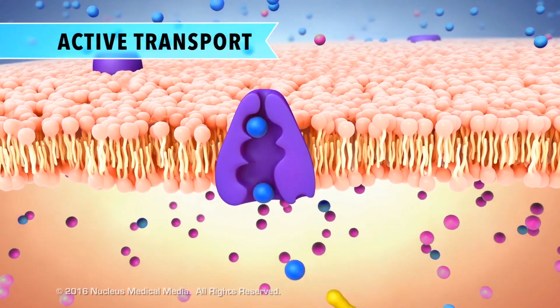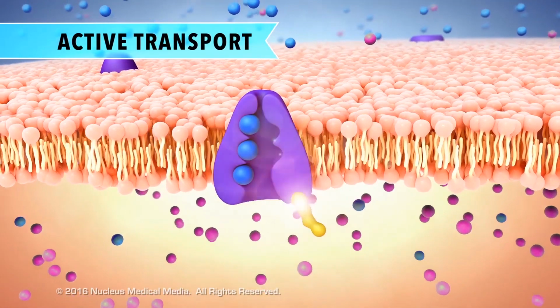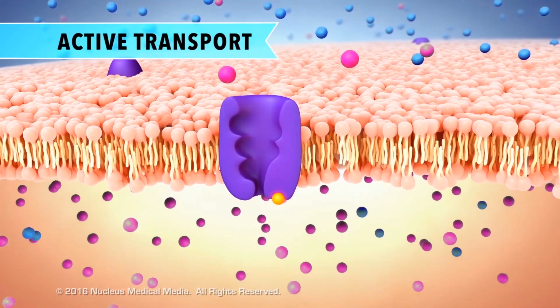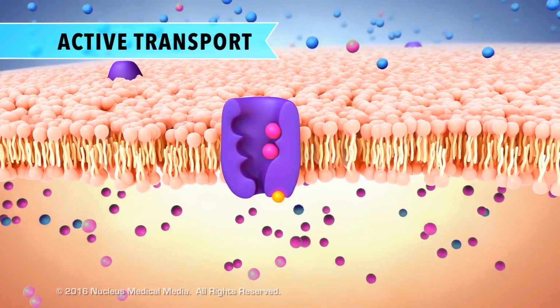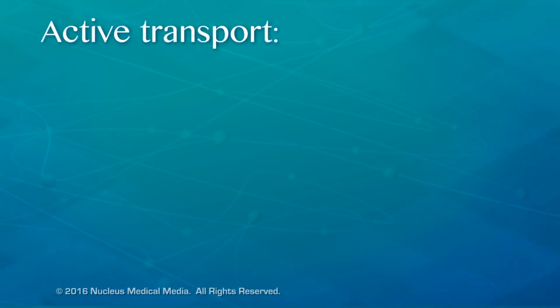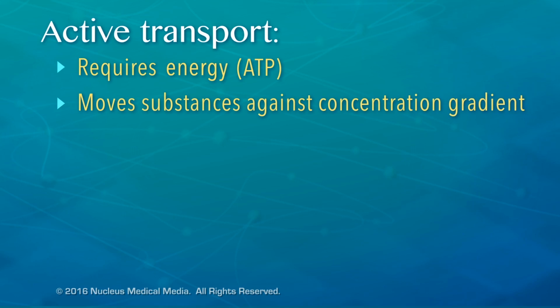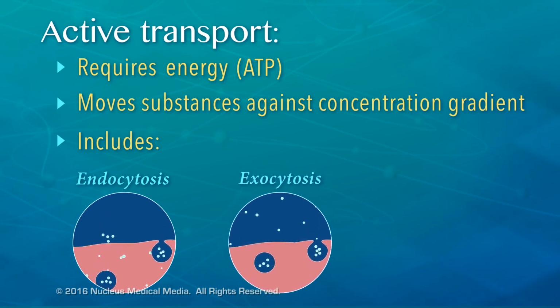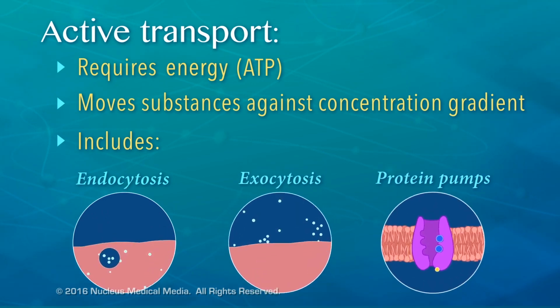Protein pumps used in active transport require energy because the molecules or ions are moving from an area of low concentration to high concentration. In summary, active transport is when the cell uses energy to move substances in or out of the cell against the concentration gradient via endocytosis, exocytosis, or protein pumps.